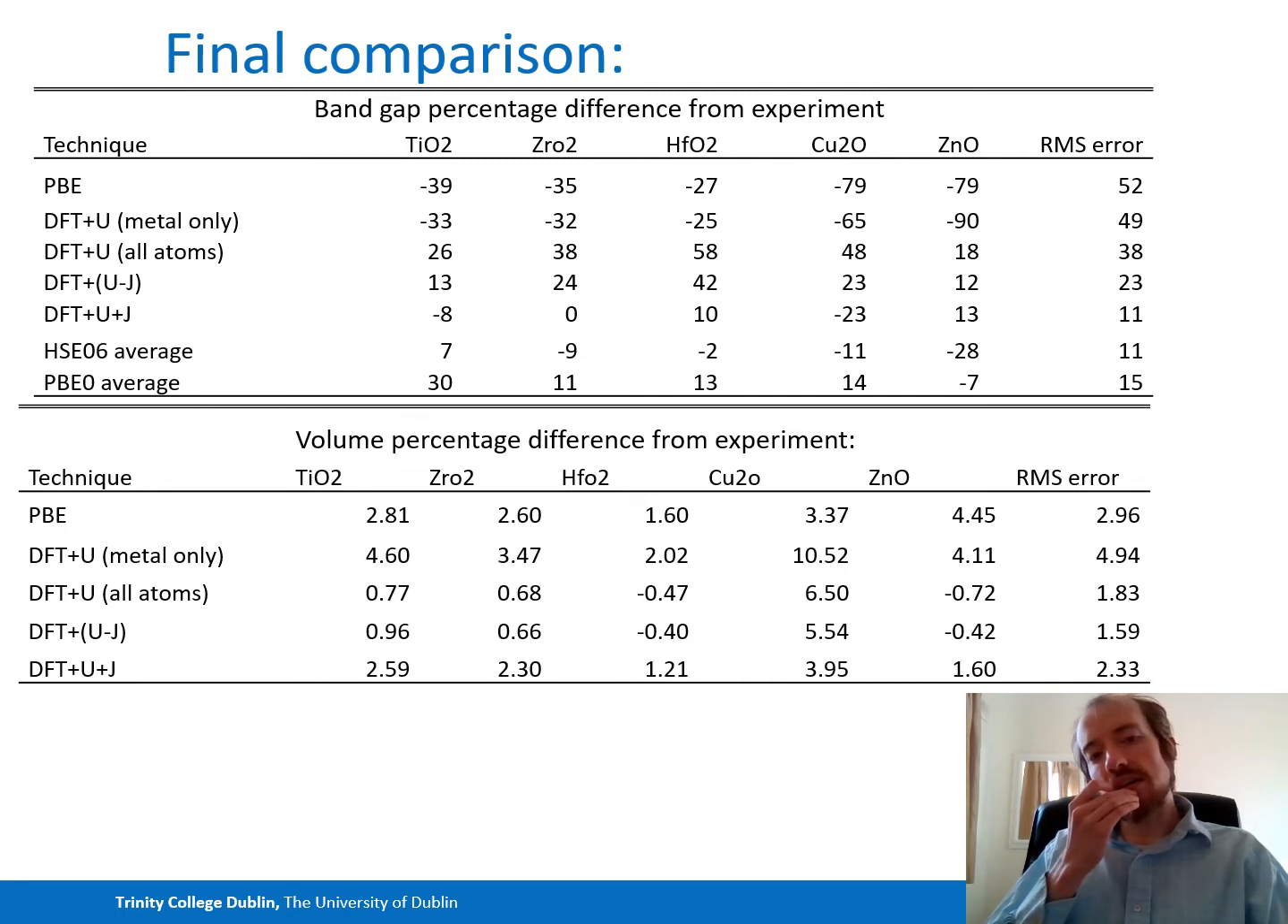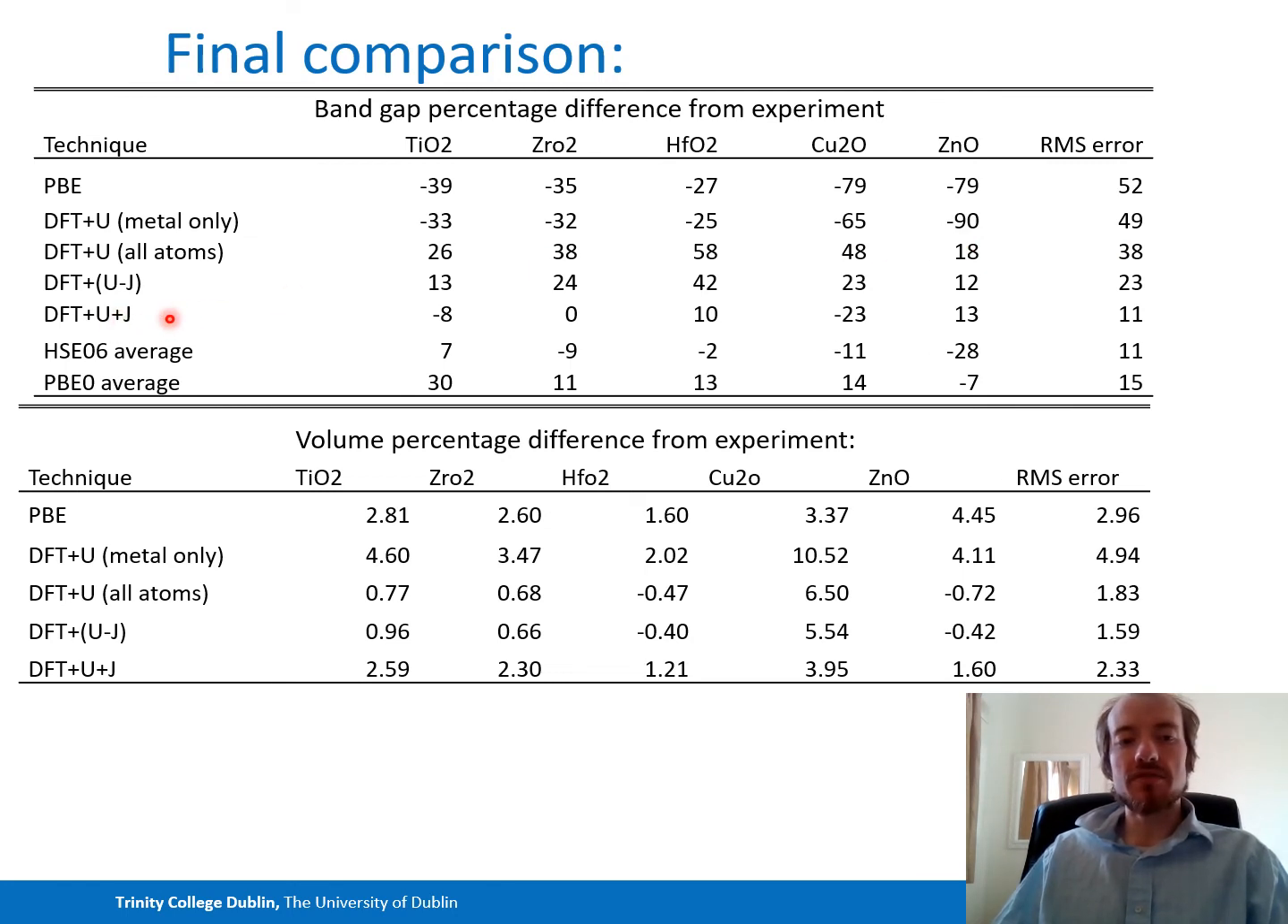So we can take a final comparison here. We can look at all of the materials together and find a few trends going on. Regular PBE always underestimates and has a pretty big error. If you just apply the U to the metal atom, it does not help particularly much. It's a very slight change, not very helpful. If you do it to all the atoms, so the metal and the oxygen, you overshoot, you go the other direction, you're now overestimating and you're still quite wrong.